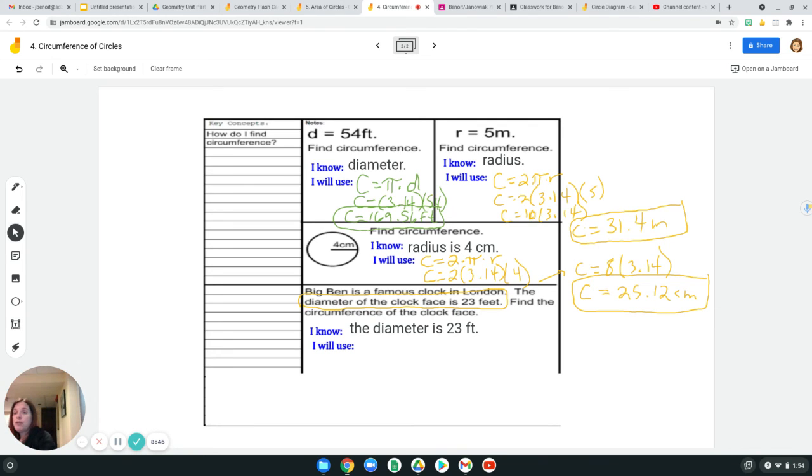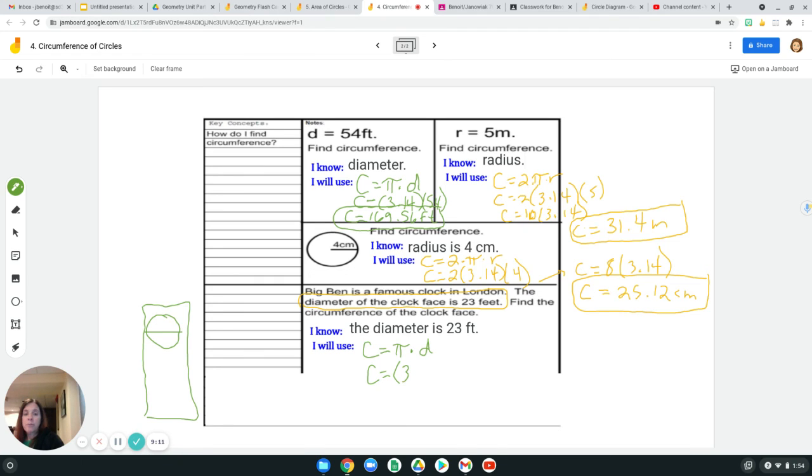Some of you might want to draw that picture. Draw that picture and label that clock face, especially my artists in the group. You can draw that Big Ben clock, right? There it is. And diameter would go through. Okay, so that means I'm going to use circumference equals pi times diameter.